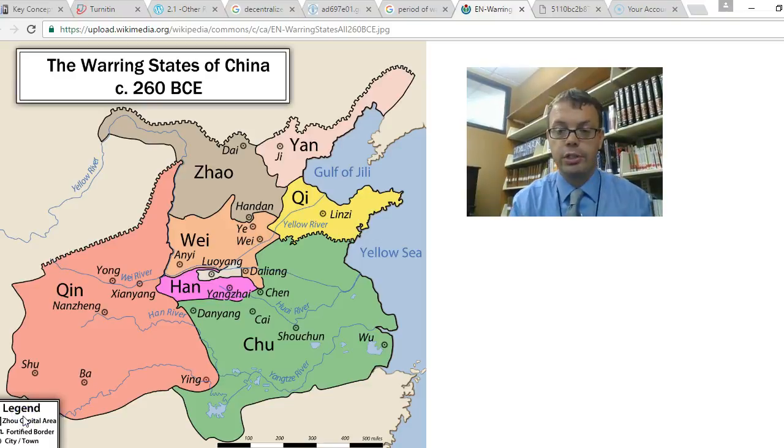Lastly, the Zhou dynasty is significant because it leads to the period of warring states, which causes the Qin dynasty to come in with a much more centralized government. It's also significant because it's the time period that brought us both Taoism and Confucianism.